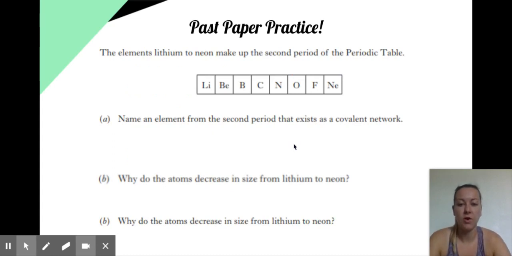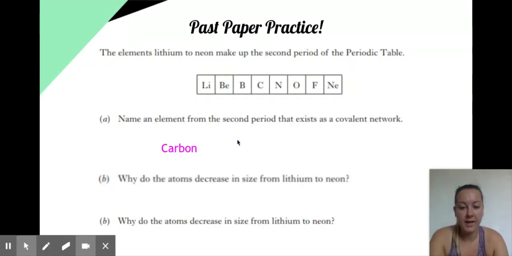Okay, and a long answer question now. The elements lithium to neon make up the second period of the periodic table, so they've very kindly drawn that out for you. Name an element from the second period that exists as a covalent network. So again, you should be in your mind saying boron, carbon, silicon, those are your three. So you can name either carbon or boron, which are present in this. I've gone for carbon, but you can go for boron if you like.